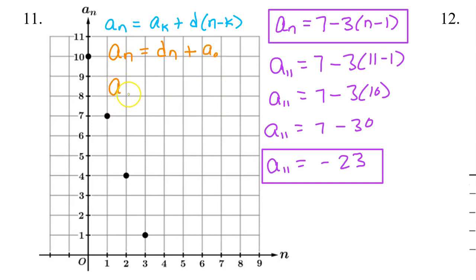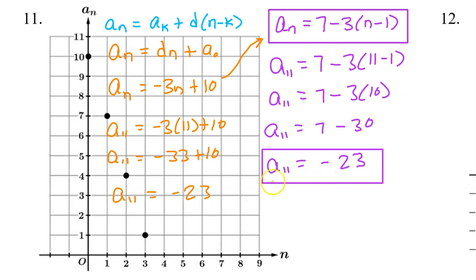So in this case we get an is equal to the common difference of negative 3, so negative 3n, and then plus 10, which is still the y-intercept. This formula is equivalent to the one we got. And you can tell because if we try to find a11 now, that would be negative 3 times 11 plus 10. So a11 would be negative 33 plus 10. So a11 would be negative 23, just like we got before.